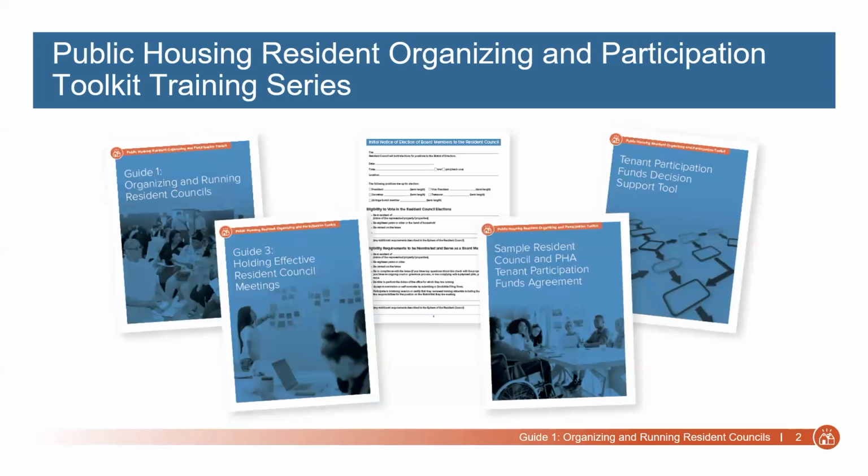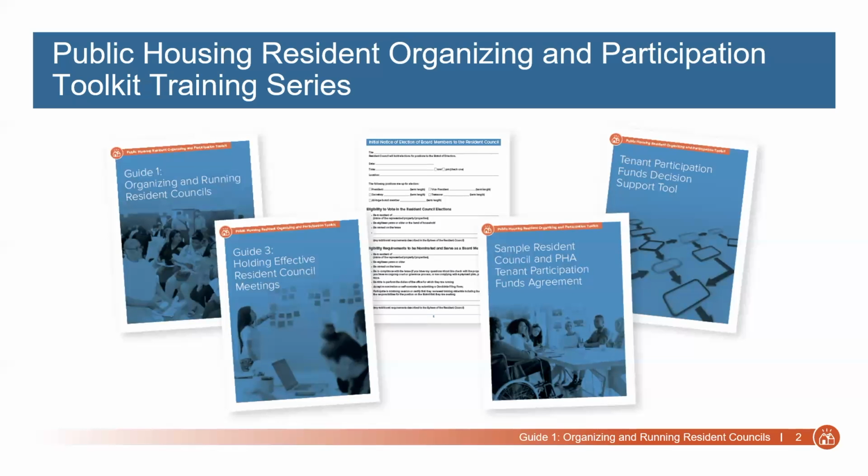The toolkit has 4 parts. Part 1 includes guides for organizing and running an effective resident council. Each guide has 1 to 2 associated trainings. Part 2 includes sample customizable documents to help you formally establish and run your resident council. We have grouped these together in the trainings.